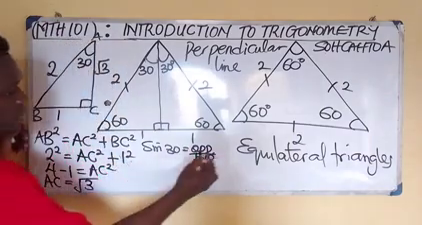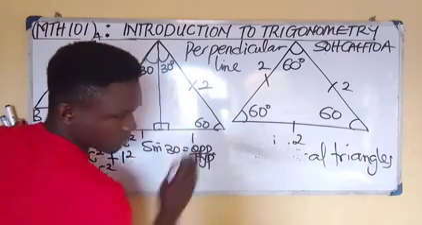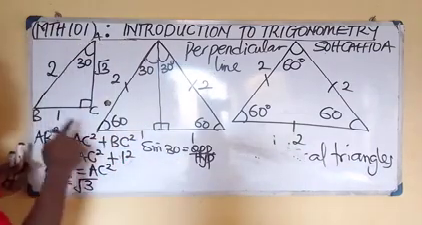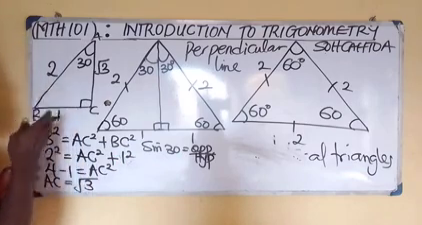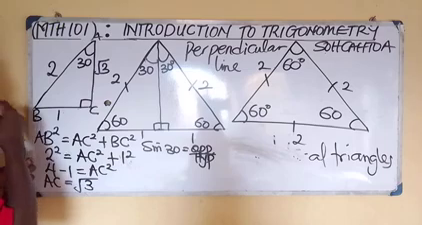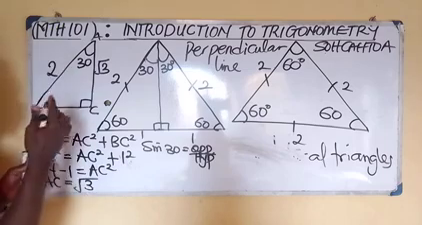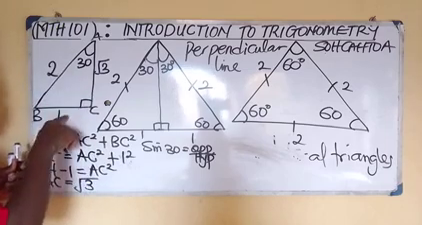And let me rub off this part. Opposite here, don't forget I said opposite means the part that faces the angle is the what? Opposite. So opposite here is 1.